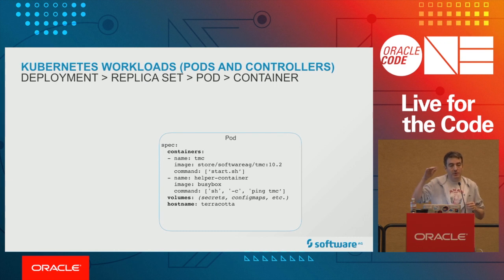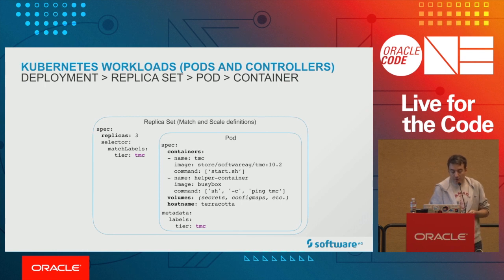You would use a higher level concept. Let's take the example of the replica set. A replica set defines how many pods you will require to run. So in a replica set, you can define the number of replicas. Here in this example, I've set 3 replicas, and I said that those replicas should match something with tier TMC. And this is why in a pod definition, you can put some metadata, some labels on it, so that those pods could be matched by a high-level concept. But once again, you would not deploy a replica set.